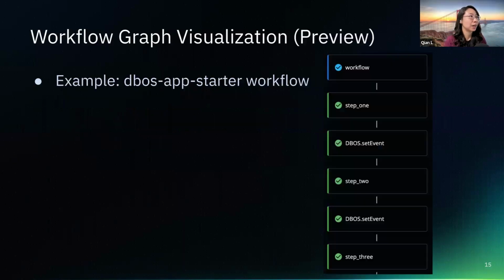Concretely, we have a preview. Currently it's a preview, so we're still finalizing the UI, the style, and the layout of it. But in general, it looks like this. Here's an example of our DBOS app starter workflow. In the starter workflow, we have 3 steps, and in between steps, we use DBOS set event to report which step has finished. Then you'll be able to visualize the graph on the web UI. Basically, you'll see which steps have finished and which steps have run.